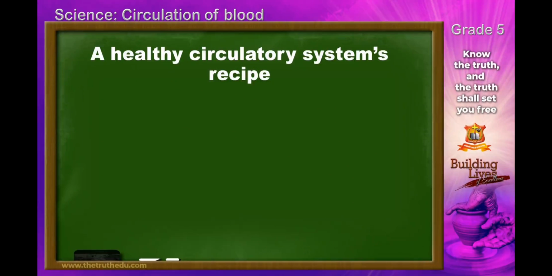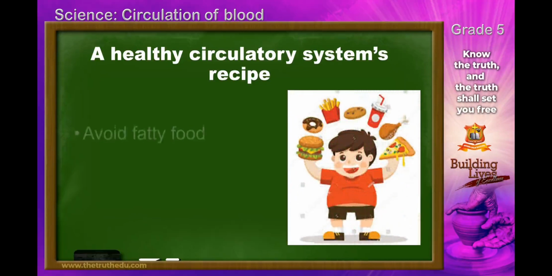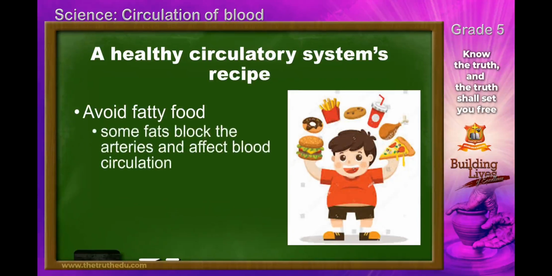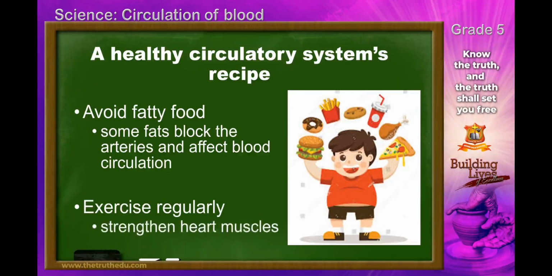Now, what should we do to have a healthy circulatory system? To have a healthy circulatory system, we should avoid fatty food, that is junk food, and food that has a lot of fat that will block the arteries with unnecessary fat and will affect the blood circulation. This leads to heart attacks and those sorts of diseases. Then we should exercise regularly so that we burn away the extra fat and strengthen our heart muscles.